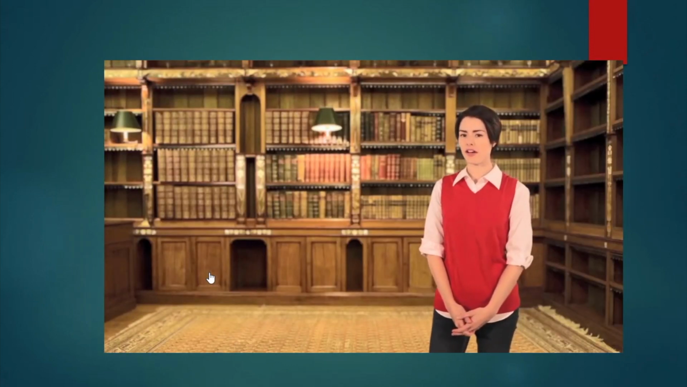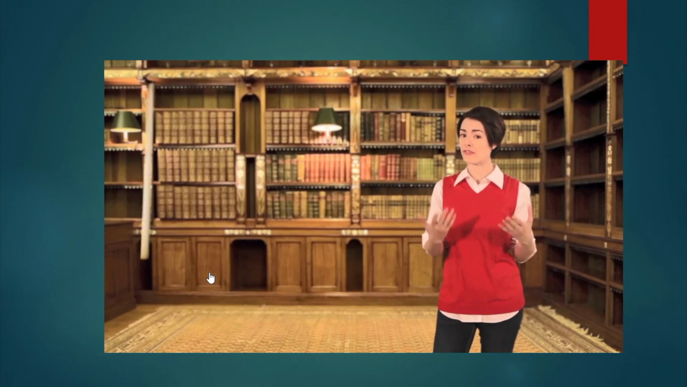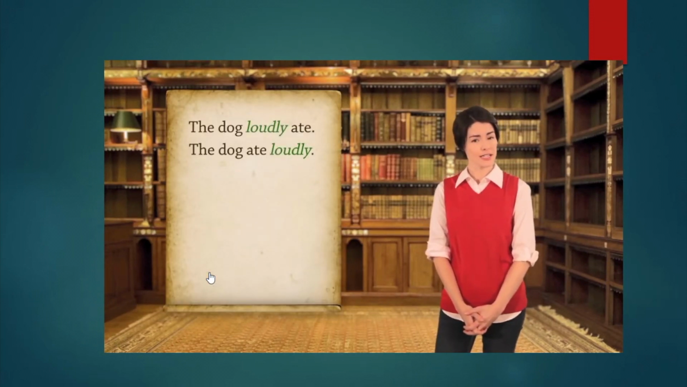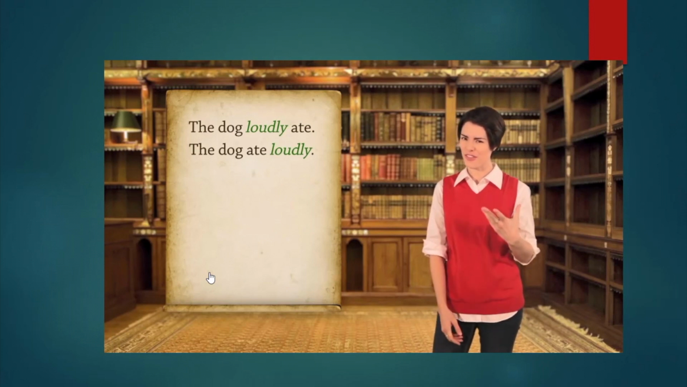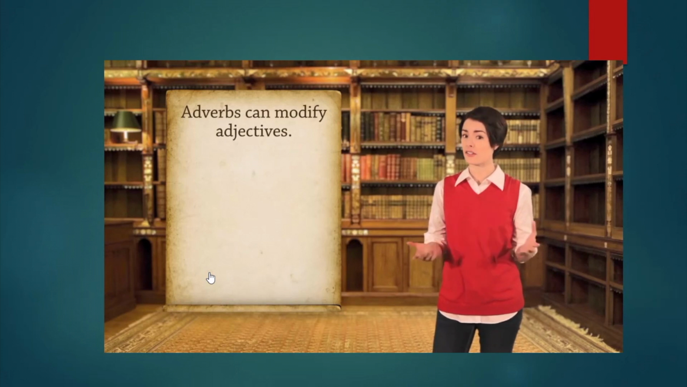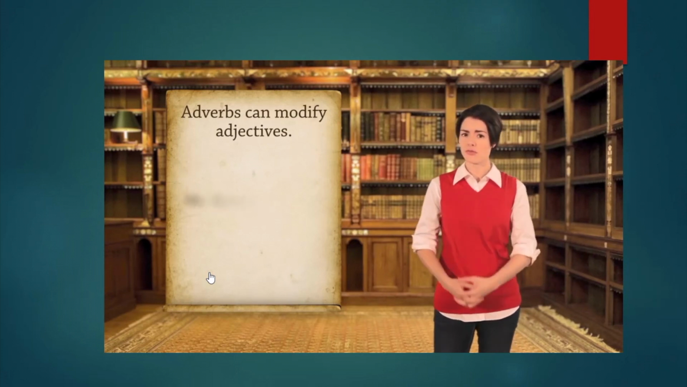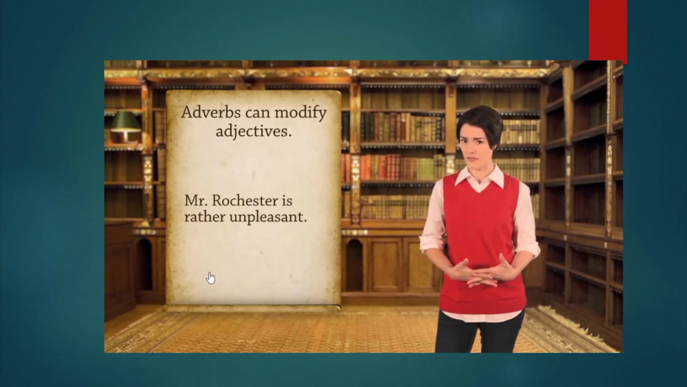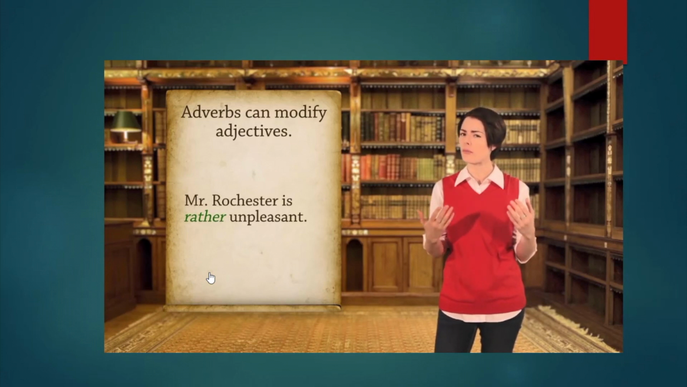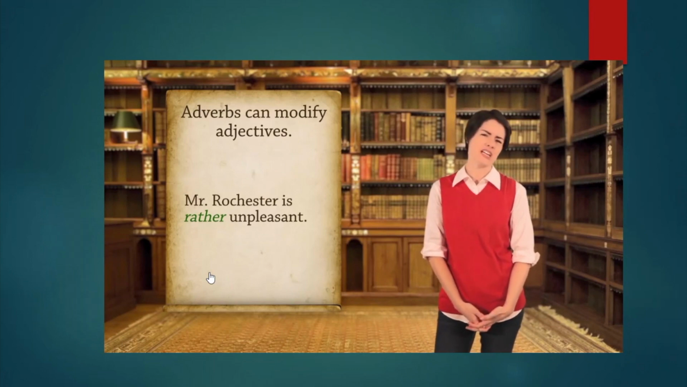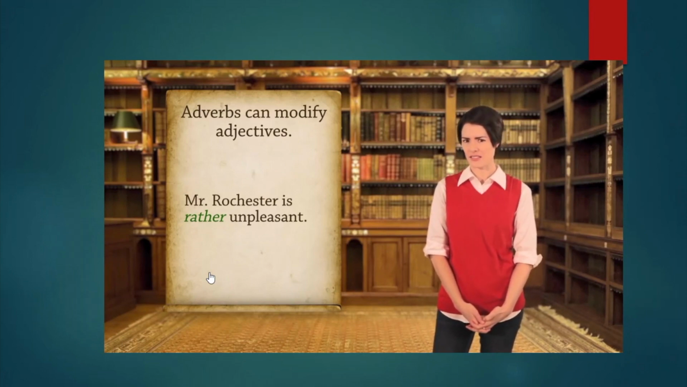When adverbs modify verbs, they can appear before or after the verb. The dog loudly ate. The dog ate loudly. Usually one way will sound better than the other, but both are correct. Adverbs can also be used to modify adjectives, but in that case, they appear in front of the adjective. Mr. Rochester is rather unpleasant. Here, unpleasant is an adjective, and rather tells you a little bit more about how unpleasant he is. Is he extremely unpleasant? No, but he's rather unpleasant.